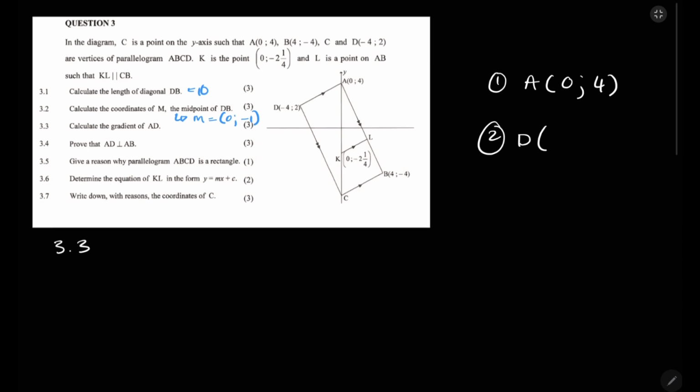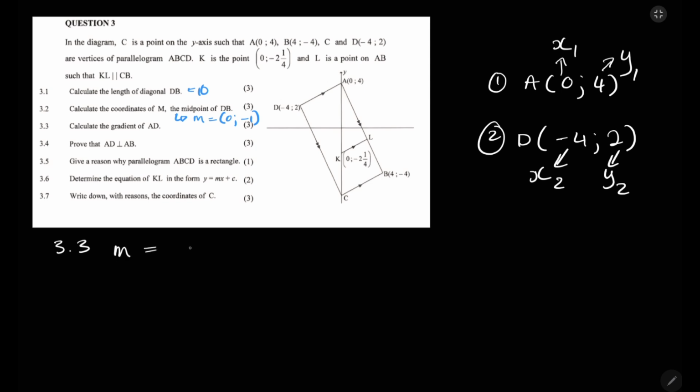We have: calculate the gradient of AD. Let's label our points. For A, we have (0; 4). For D, we have (-4; 2). That 0 is your X, that 4 is your Y, that -4 is your X, and that 2 is your Y. That is X1, Y1, X2, Y2. What is your gradient formula again? You have a small m is equal to (Y2 minus Y1) over (X2 minus X1).